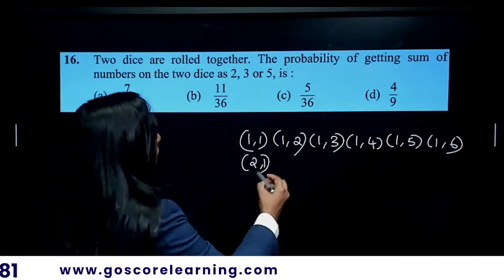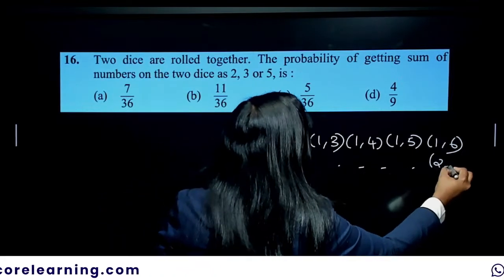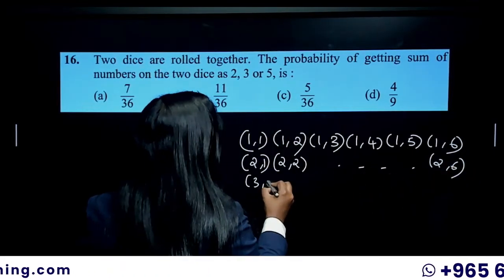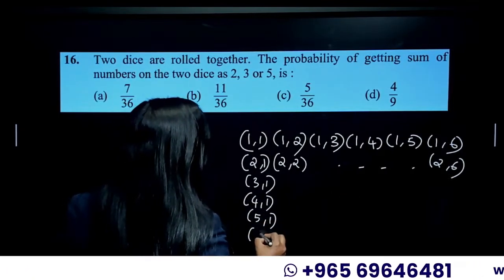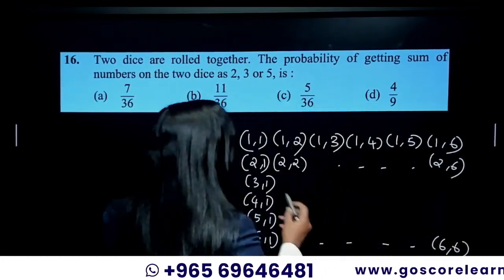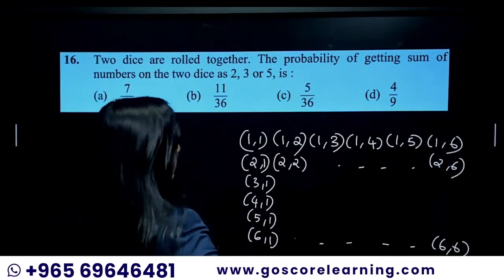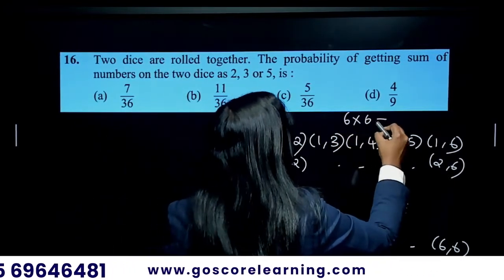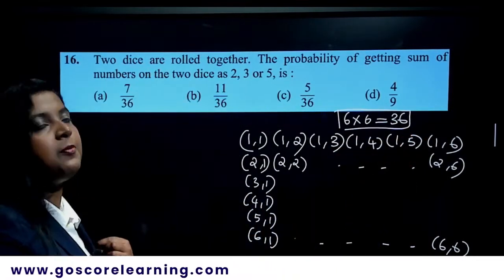Okay, so 2 1, 2 2 like that till 2 6 you have. Then you have 3 1, 3 2 like that, 4 1, 4 2 up to 4 6, 5 1, 5 2 up to 5 6, and 6 1, 6 2 up to 6 6. So how many elements are there? 1 2 3 4 5 6, 1 2 3 4 5 6, 6 sixes are 36. So 36 elements will be there in total. Okay, so you have 36 possibilities.